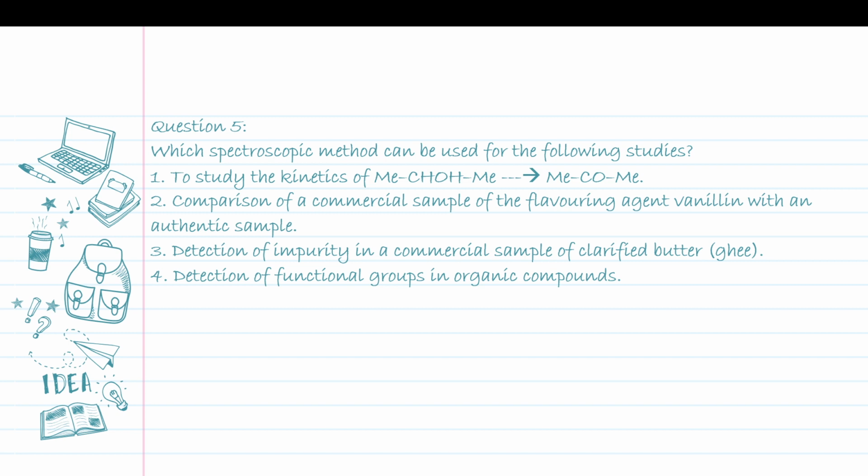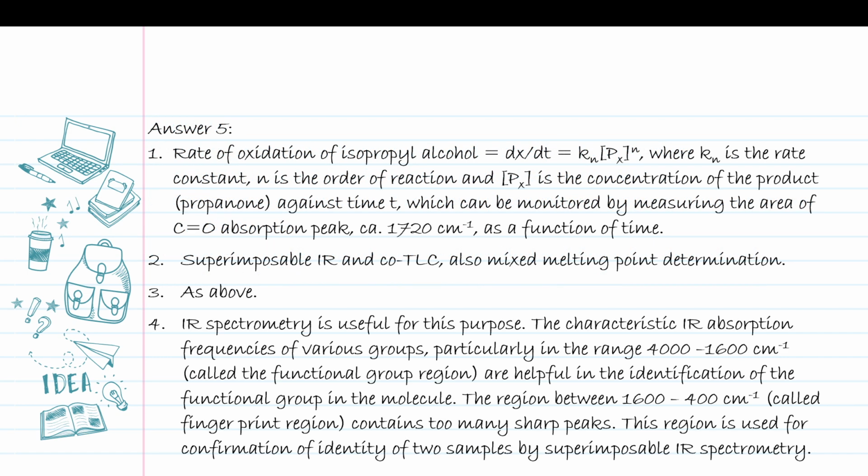Question 5. Which spectroscopic method can be used for the following studies? First is oxidation of isopropyl alcohol to acetone. Second is comparison of commercial sample of flavoring agent vanillin with an authentic sample. Third is detection of impurity in a commercial sample of clarified butter, ghee. And last is detection of functional groups in organic compounds. Their answer is like this.